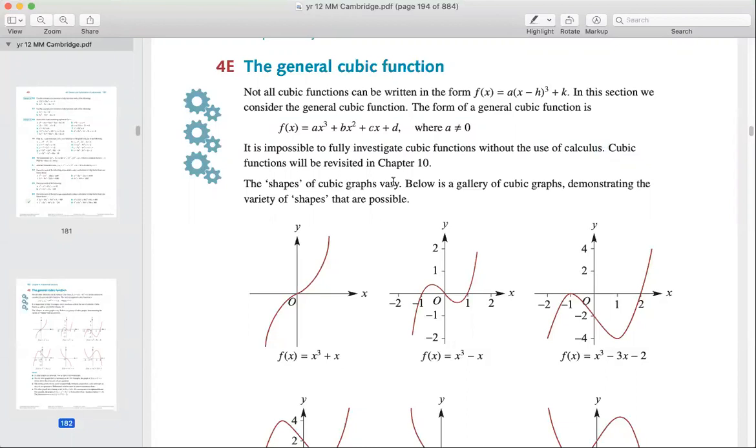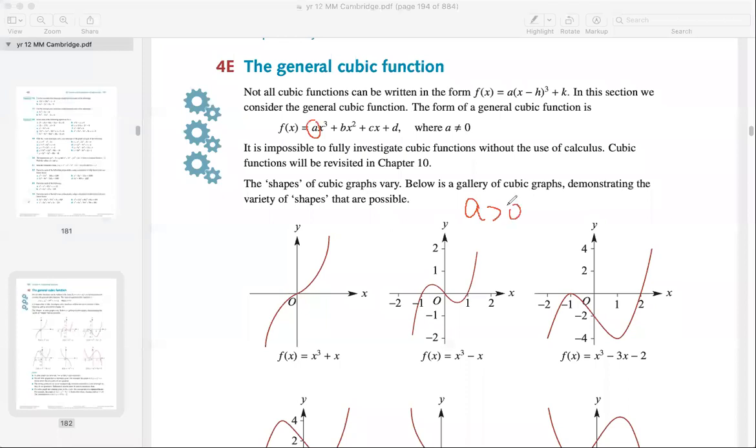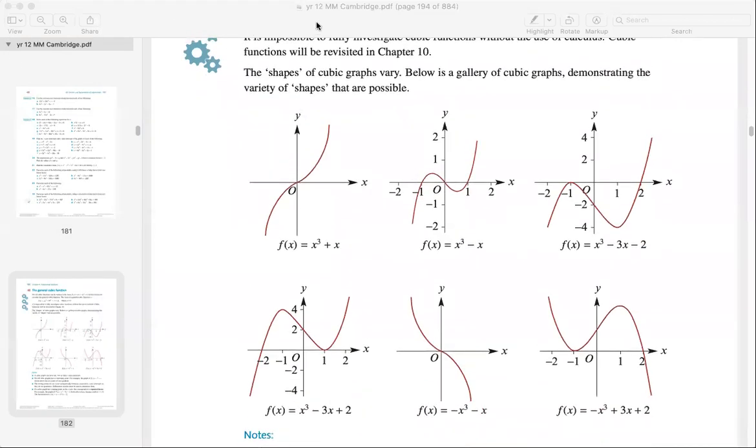And again, the shape of the cubic graph can easily change. For now, I just want you to know the difference between when a is greater than 0 and when a is less than 0. Once we look at the graph, we observe something. Just remember a is the coefficient of the highest order, which is x cubed here. Greater than 0, greater than 0 again, less than 0, and less than 0.